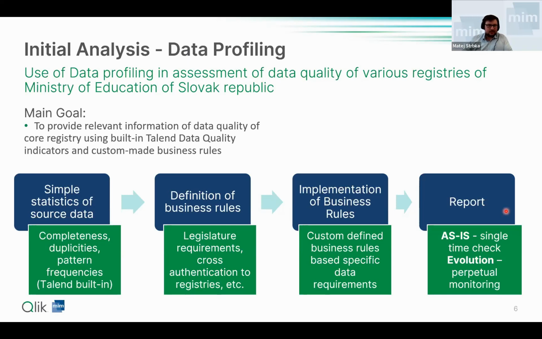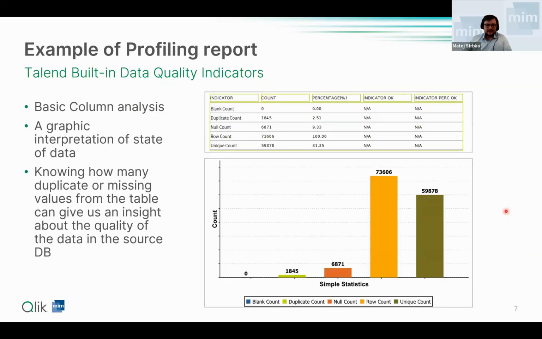In the following slides, I will show examples of data profiling using Talend built-in functions. The very first one is just basic column analysis. It is a graphical interpretation of the state of data. Knowing how many duplicities or missing values there might be gives us some insight about the quality of the data source we are looking at.